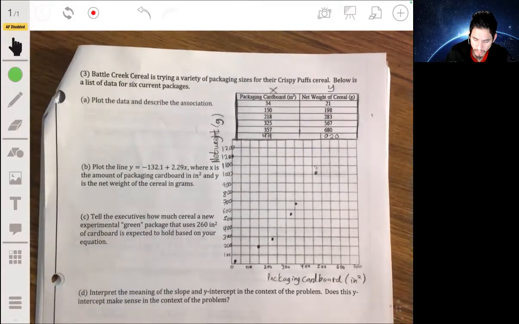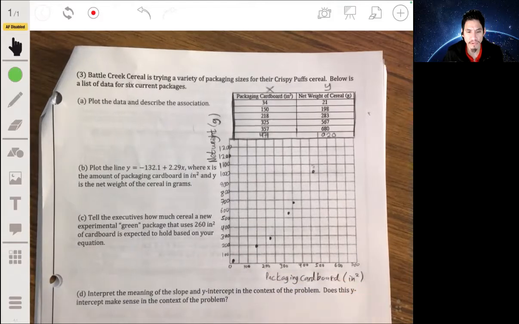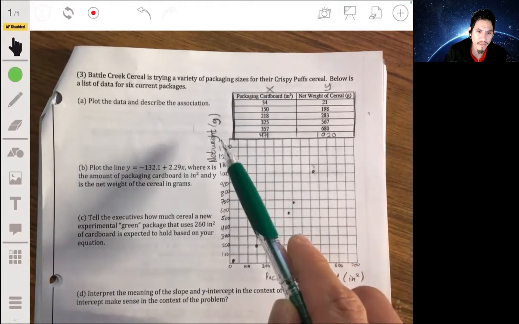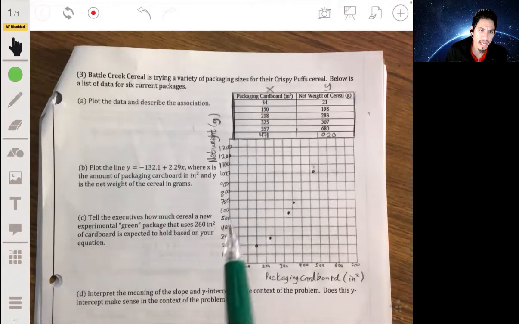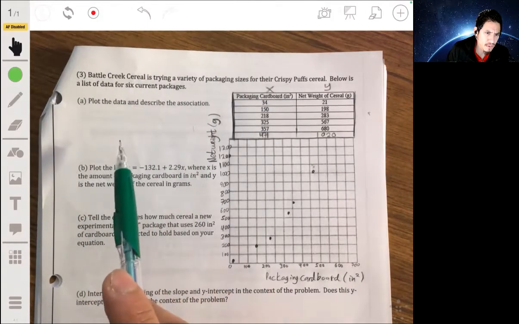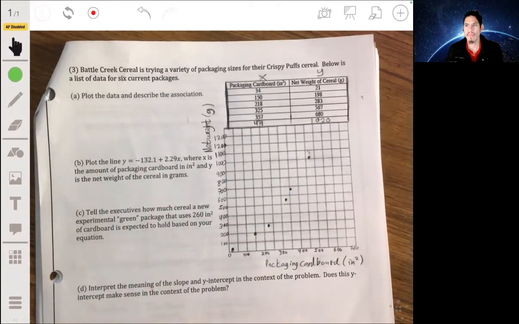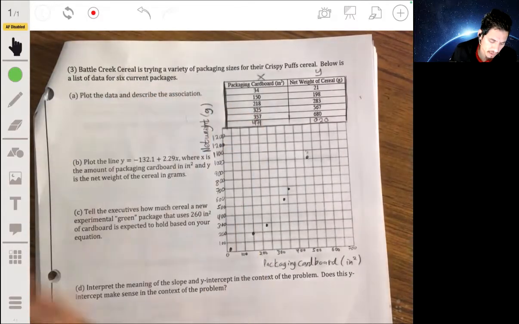So bang, here we go. Make sure you always label your axes with the variable, so packaging cardboard, in square inches, and the net weight of the cereal. And we're going to describe the data, and we have to be very specific in what we address. And that is, we have to make sure we address the direction, form, strength, and any outliers. That's key on your AP exam because they're going to actually grade you based on those 4 criteria, and it's not going to tell you specifically.